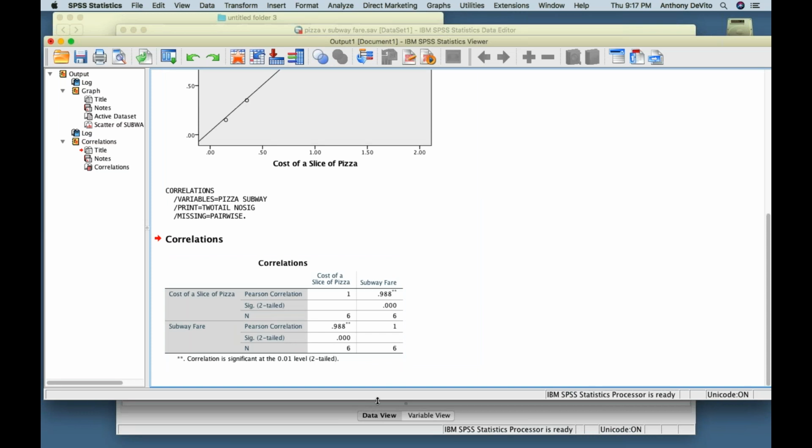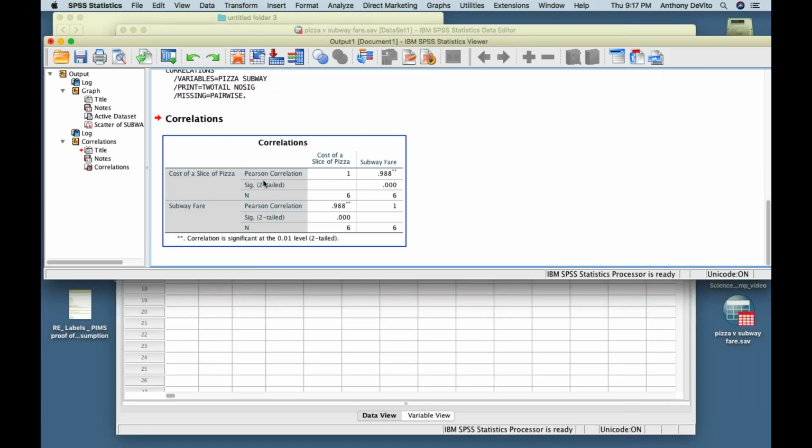If we look here at our output table, the Pearson's correlation that we have is 0.988. Remember what I said about a perfect correlation being 1. So this is very close to a perfect correlation. This is a very strong correlation. Now, is this due to chance or is it statistically significant? If I look here at the significance, it's 0.000. The probability that I would be wrong if I said that there's a correlation between these two values is less than 5%. So I feel comfortable that I can say that that's true.